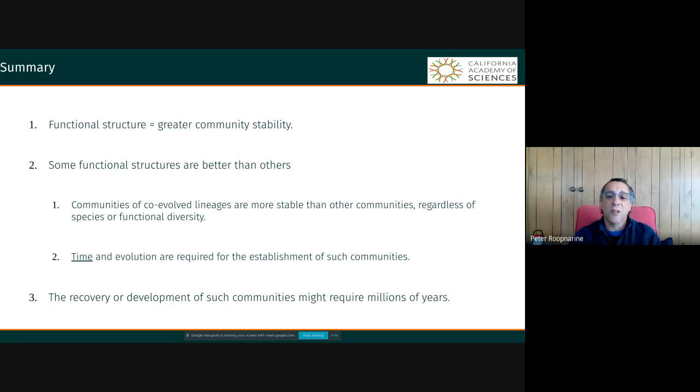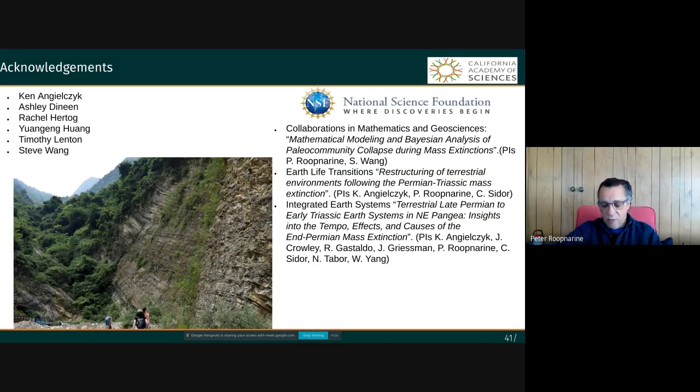And when you lose the product of that time and that evolution, recovery can be quite an extended process that most likely requires millions of years. And I'll wrap up right there. Went on for a little bit.